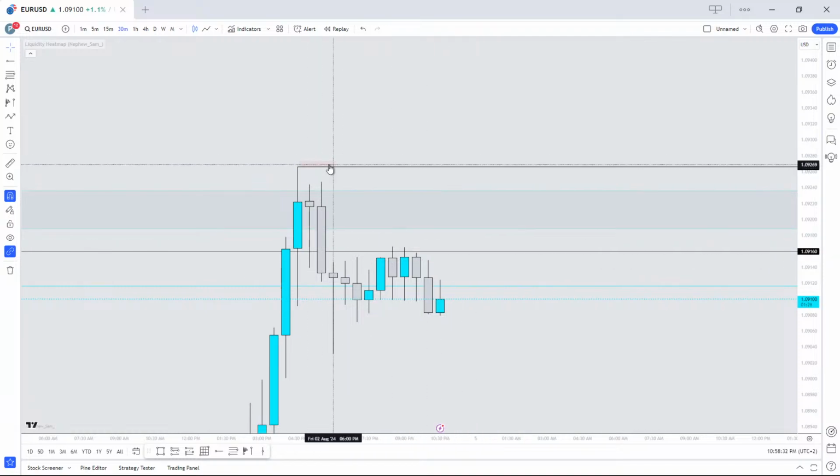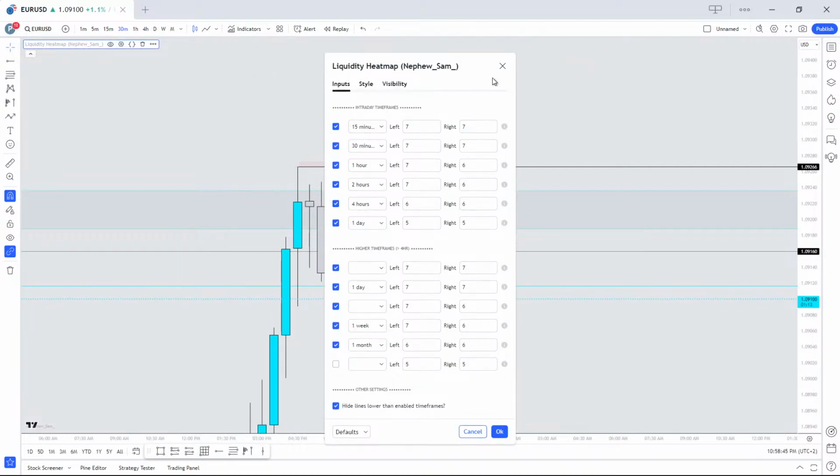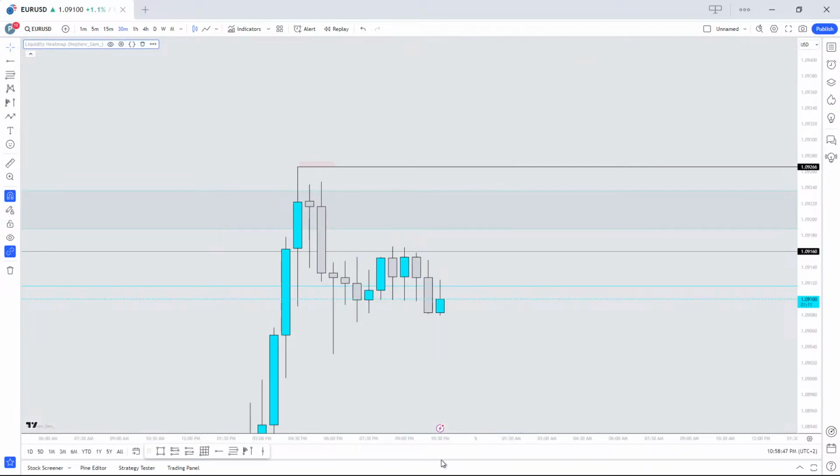Because liquidity sits right here, and the indicator is actually telling us this. Again, I'm not a fan of indicators, but this one is a good one. It shows you where the liquidity is sitting. I don't know how it does this. Hopefully it's not faking out. And you guys, wait, do you see my TradingView?